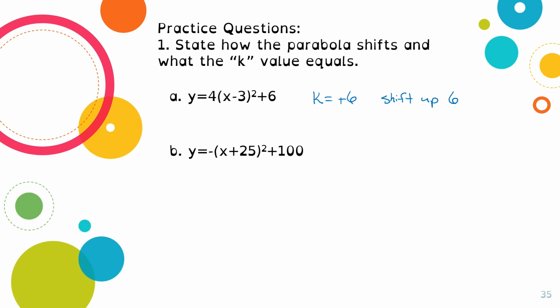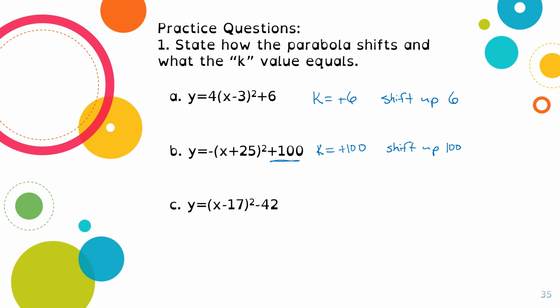All right, part B, y equals -(x + 25)² + 100. Again, it doesn't matter what these other numbers are doing. We're just looking at the end. It doesn't have to be at the end, but it usually is, because it's what we're adding outside of the brackets. So k is equal to plus 100. Well, if it's positive, then we're shifting up, and the number 100 is how many units. We're shifting up 100 units.